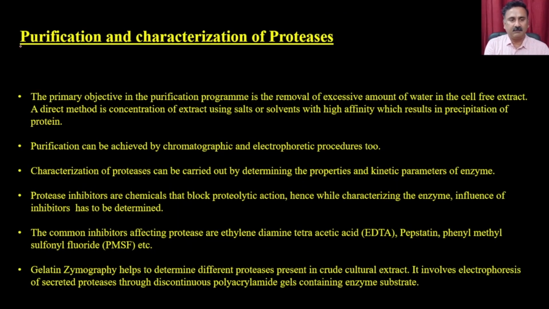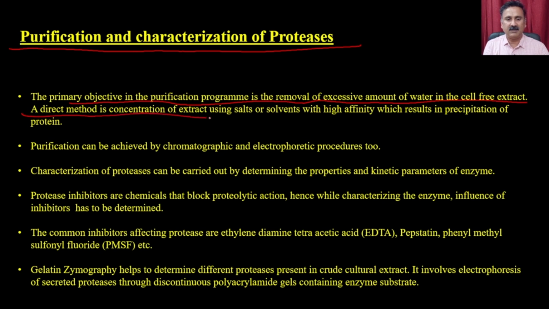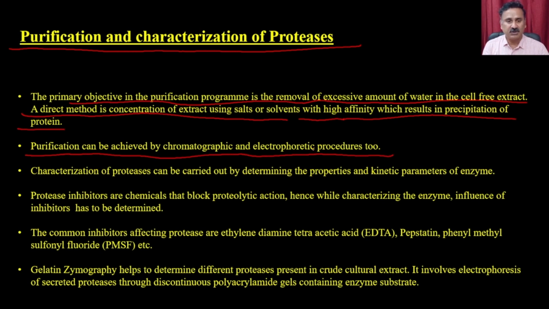Then the third step is, once you have produced this, you are going to do the purification and the characterization. The primary objective in the purification program is the removal of the excess amount of water in the cell-free extract. A direct method is the concentration of the extract using salt or a solvent with a high density, which results in the precipitation of the protein. Then purification can be achieved by chromatography and electrophoretic procedures. The characterization of protease can be carried out by determining the properties and the kinetic parameters of the enzyme.